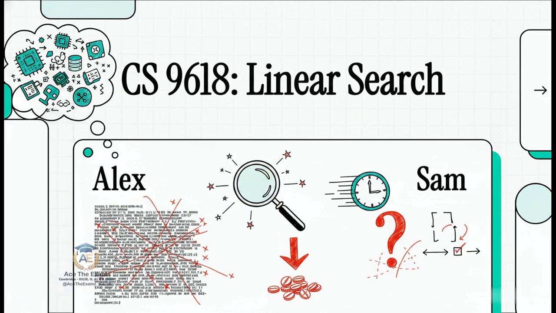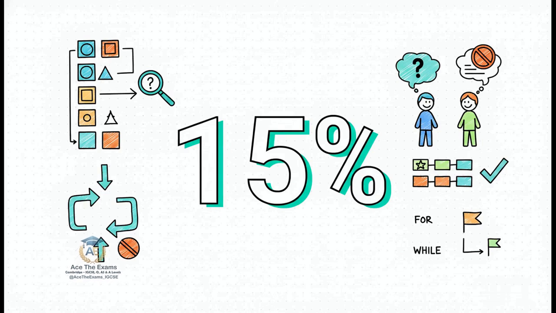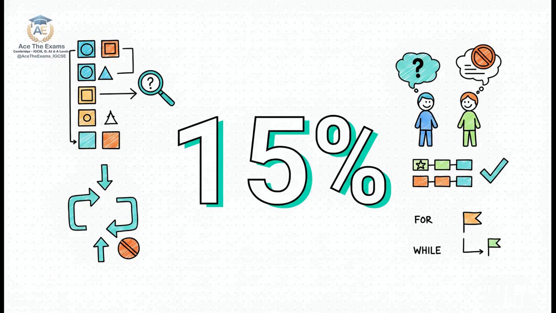Well, let's find out. The single most crucial number you absolutely need to know going into this exam is 15. That's right, processing array data and linear search algorithms account for approximately 15% of your total paper 2 marks. Just think about that for a second. That is a massive chunk of your final grade sitting in just one specific topical area. It's make or break. When our friends Alex and Sam hit this 15% wall, they completely crumbled. And it's because they lacked a systematic approach.